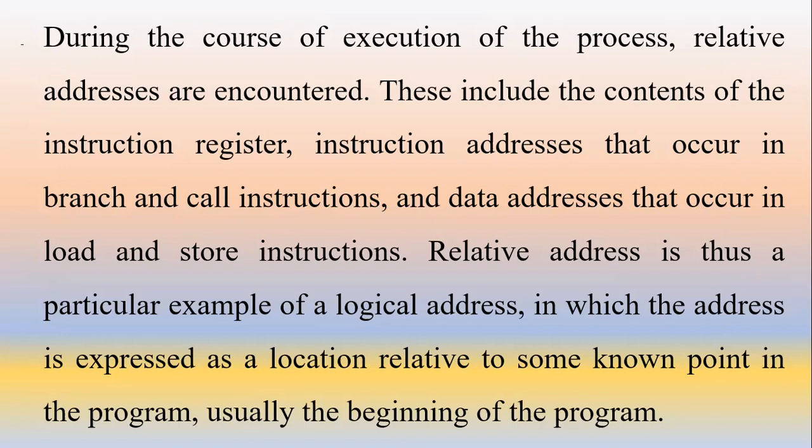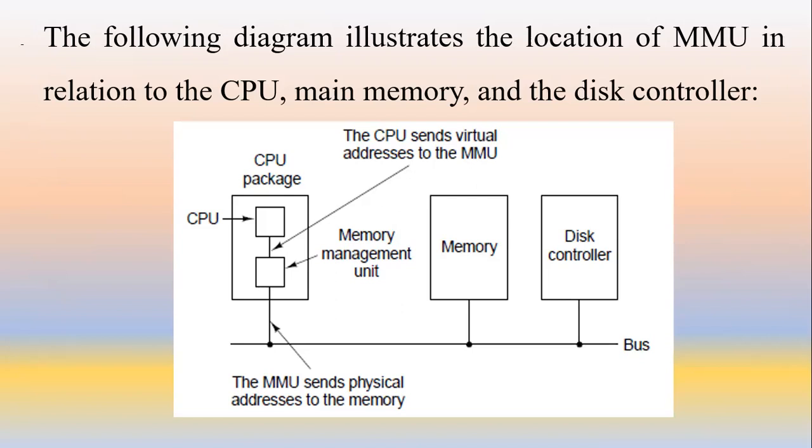Relative address is thus a particular example of a logical address in which the address is expressed as a location relative to some known point in the program, usually the beginning of the program. The following diagram is similar to the one we have looked at, but this one now has a disk controller, and it also indicates a bus, which is an electronic pathway through which data, instructions, or information flow from the central processing unit to memory, and from memory to the central processing unit, as well as to the other various parts of the computer.